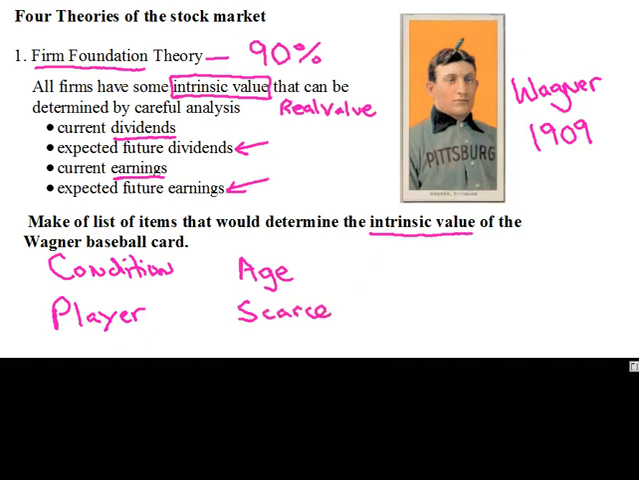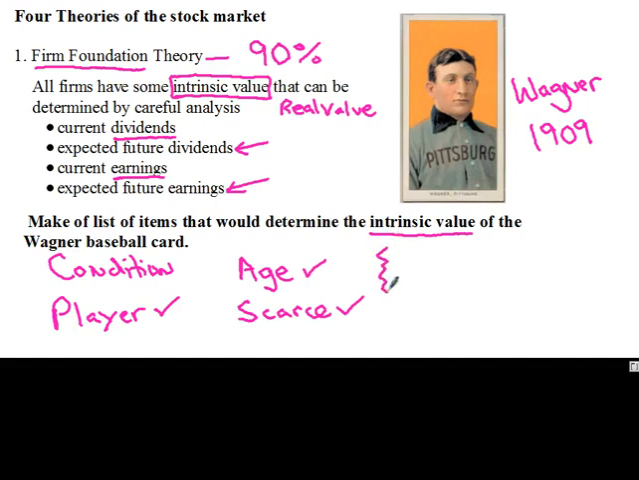So if we look at the Honus Wagner card, we would say it's pretty old. It's pretty scarce. Honus Wagner was a pretty good player. And then the last thing that would depend is you'd have to study the condition of the card. Either way, you put all these things together and you could figure out what you believe to be the intrinsic value of the Honus Wagner card. That means the real value. What do you believe it's really worth based on this information, based on this careful analysis that you've done?